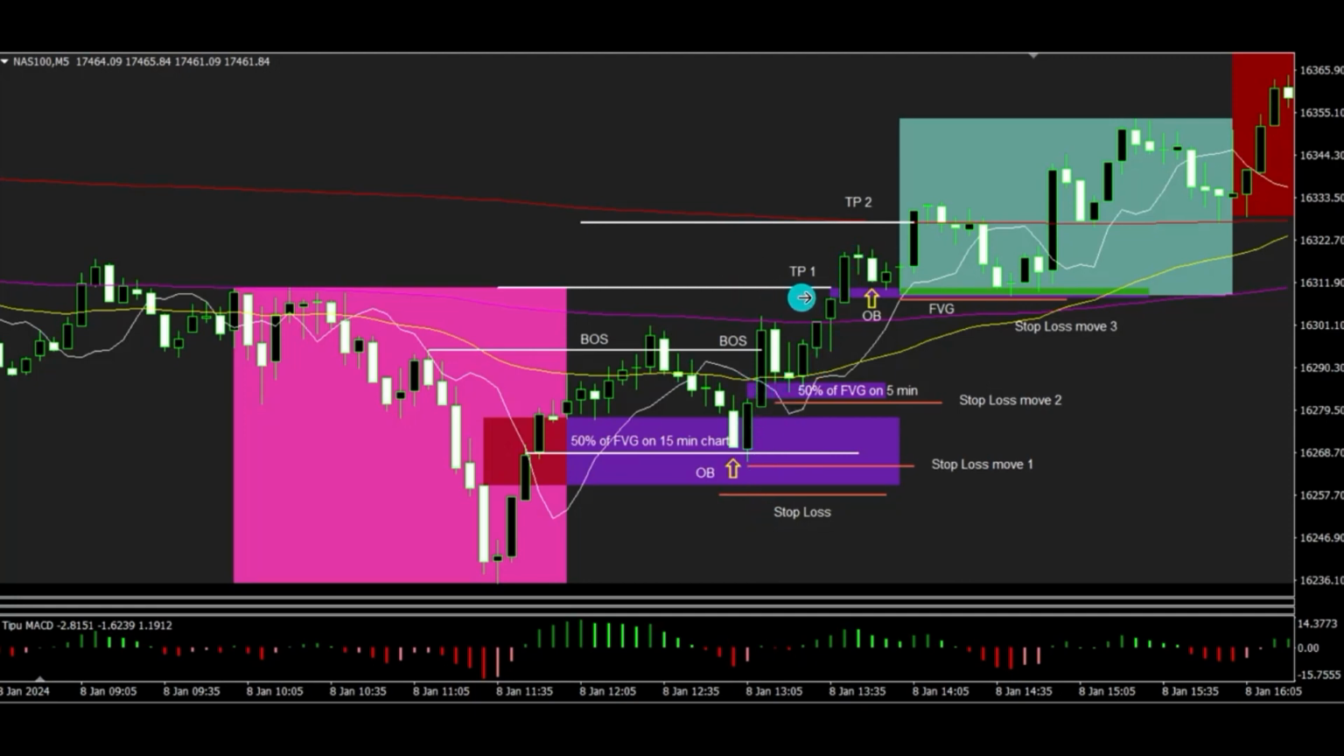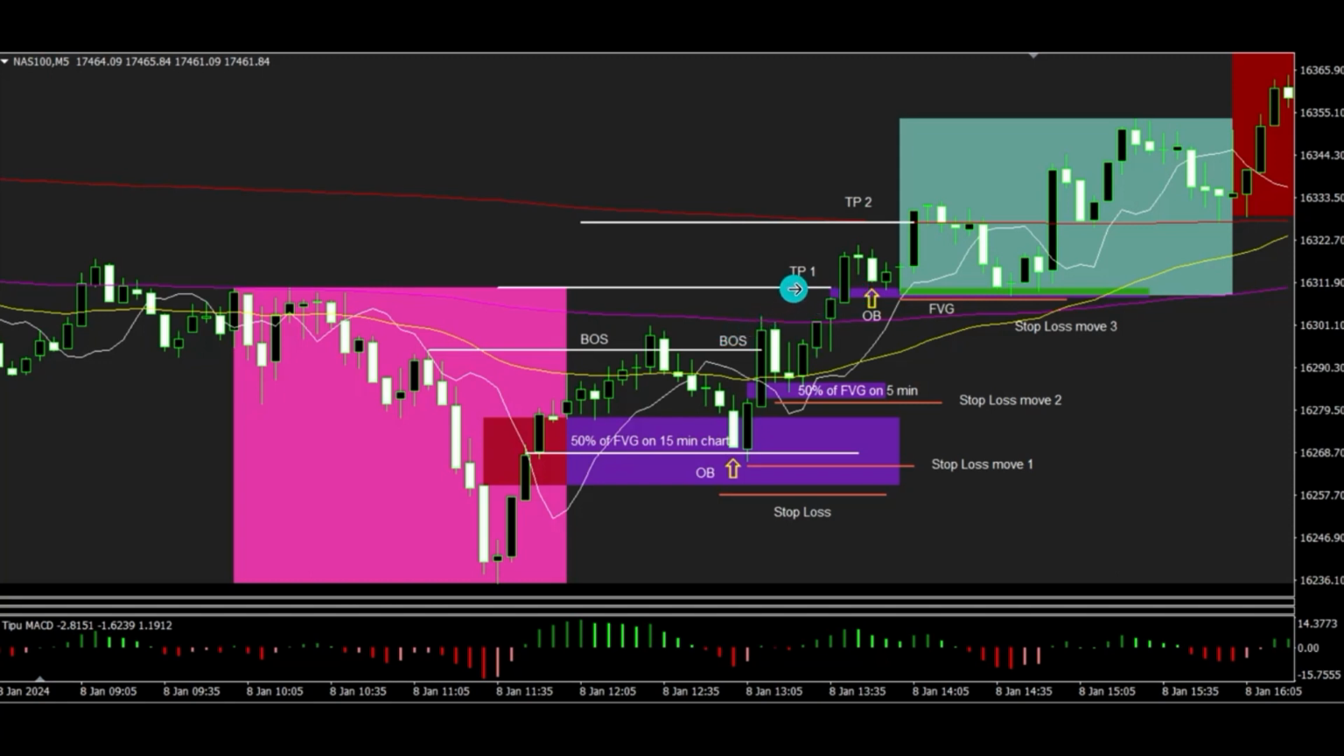Now take profit 1 occurred. We move our stop loss to the second order block, fair value gap, or swing level. This coincidentally is a swing level. It's also a fair value gap, and it's also an order block. This is the first fair value gap. So this is your take profit.